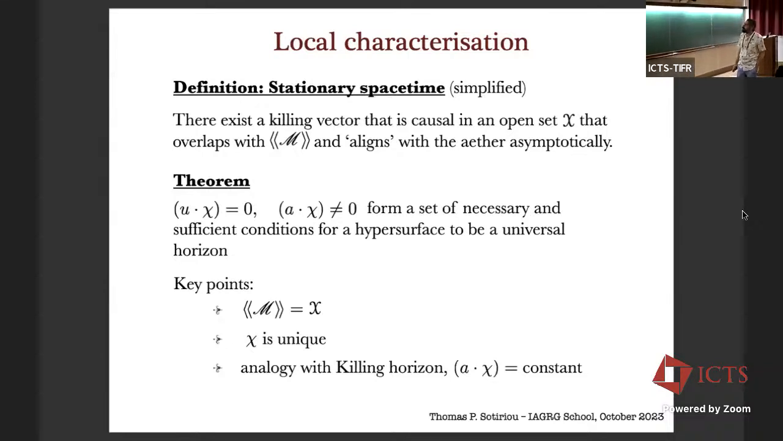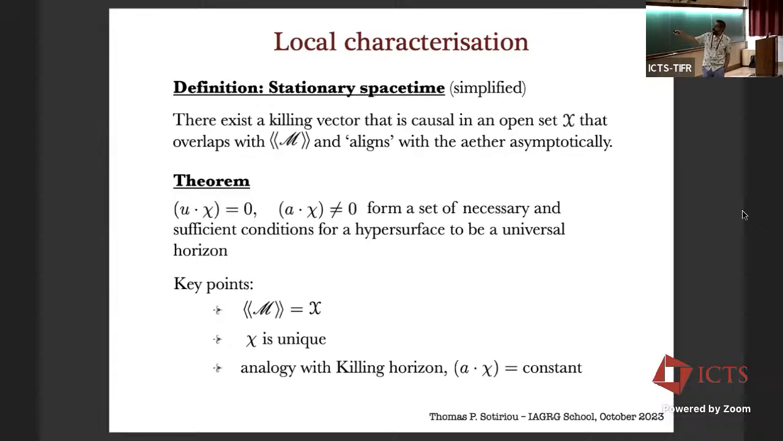There is a stationary region, and I'm saying that it aligns with the ether, if the ether, I mean the normal to the surface here, asymptotically. That is the trivial foliation asymptotically, right? The trivially foliated flat end, right? And then if you do that, then you can prove that the normal to the foliation u dotted with that Killing vector chi is 0.